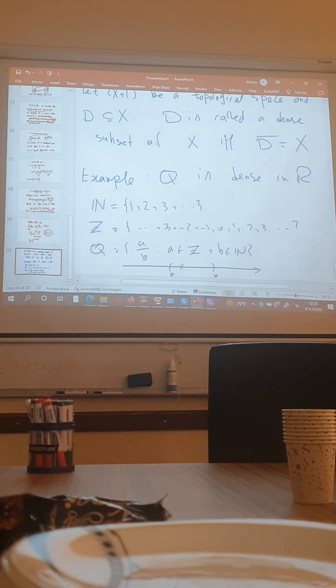In any interval we have infinitely many irrational numbers. Rational number, okay? Rational number. This is irrational, okay? Rational number.